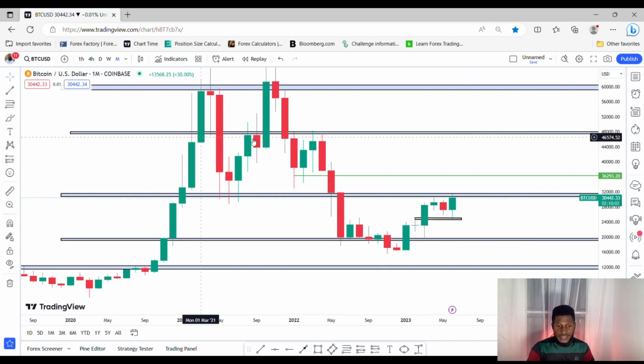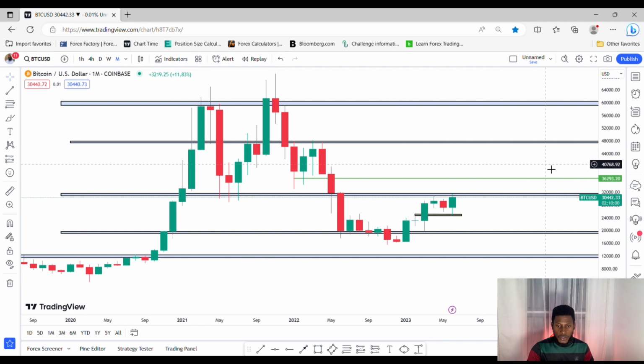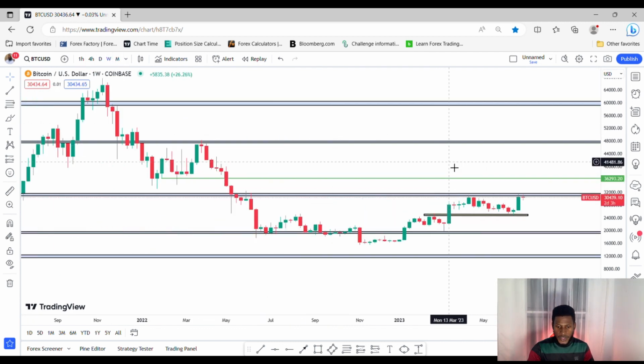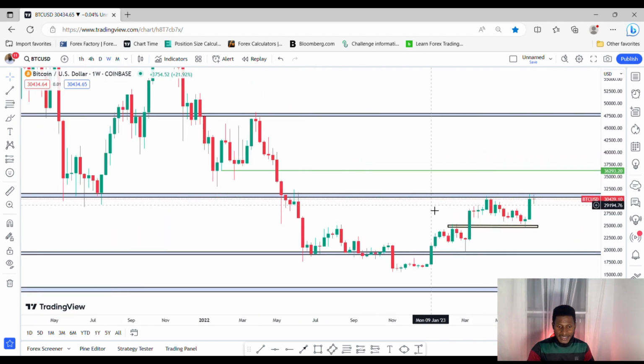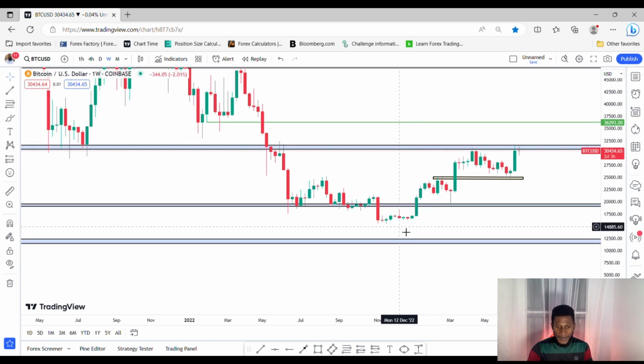But that is not the only thing I use in developing my confluence. Because it's the top-down analysis, I need to go down the time frame to see what exactly is going on. So on the weekly time frame, what exactly is going on with Bitcoin? On the weekly time frame, I can see that there is an inverse head and shoulders pattern. Basically, this is what it looks like. There's an inverse head and shoulders pattern.